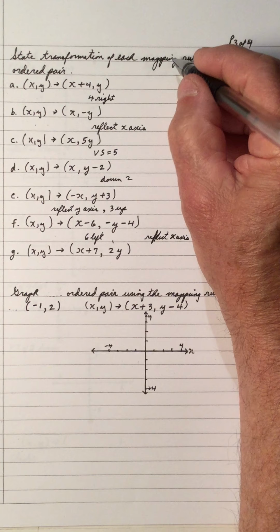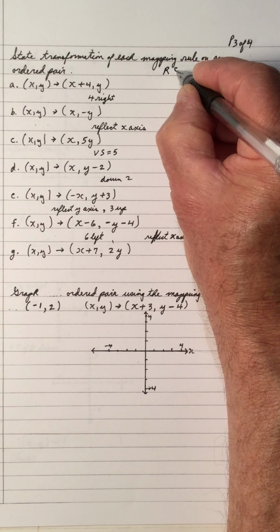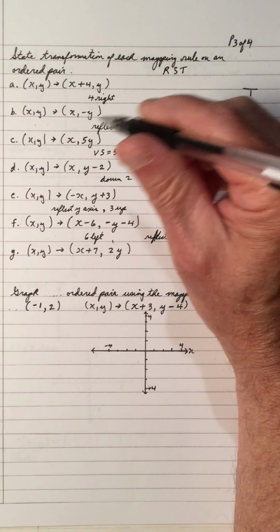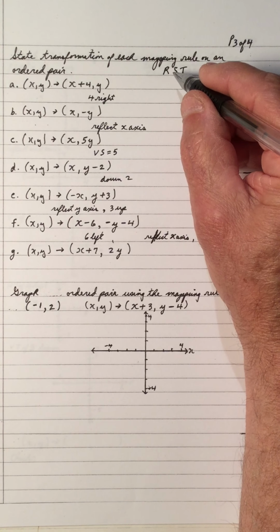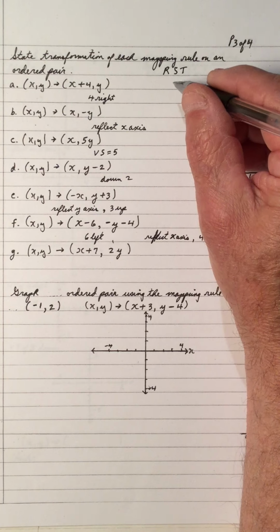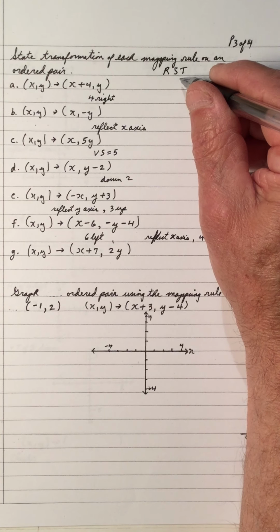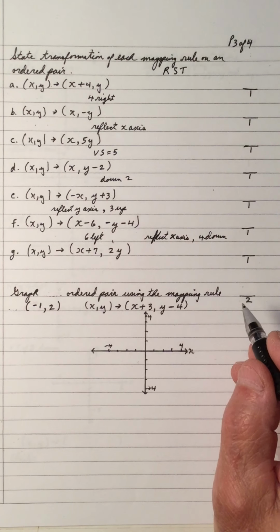Again, when you're writing out the rule, remember it's RST. So you look at your negatives on the x and the y to do your reflections. You look at the stretches as the number in front of the x or the number in front of the y, because it's multiplied by. And then you do your translations, which is your pluses and minuses at the end.